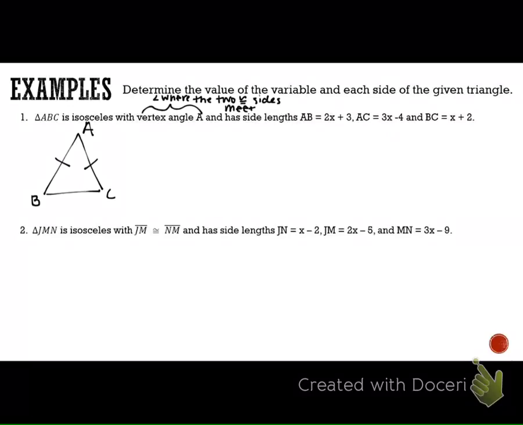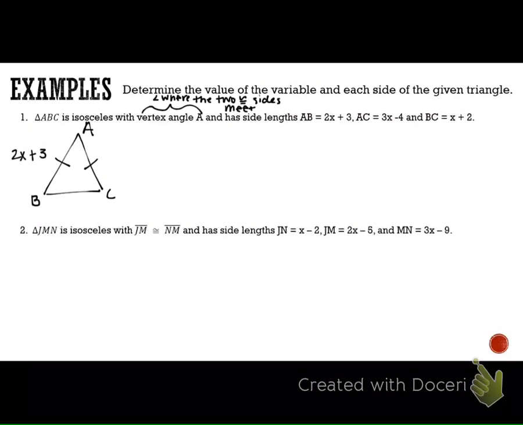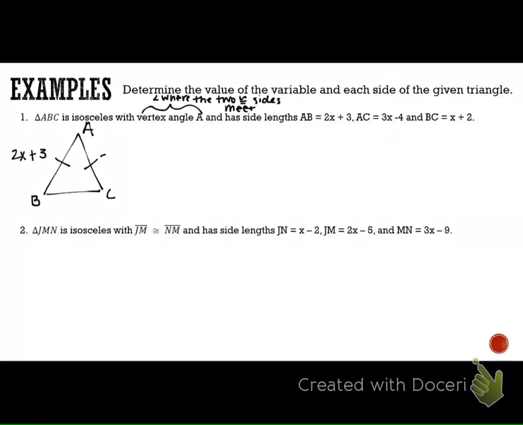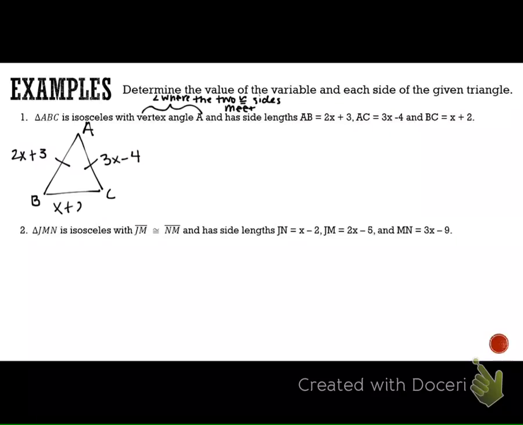And it has side lengths of AB is 2x plus 3, AC is 3x minus 4, and BC is x plus 2. We need to find x and all of the side lengths. What do I need to do first? We need to find x first. What do I need to do to find x?